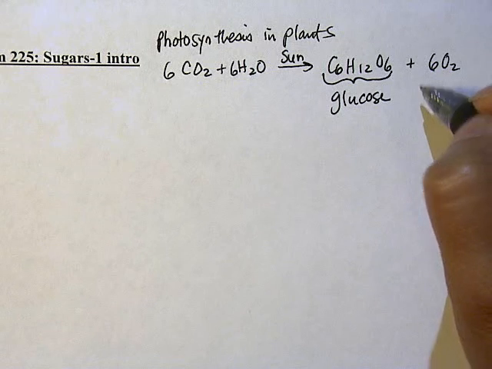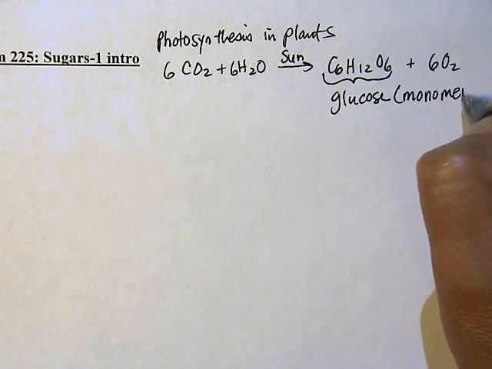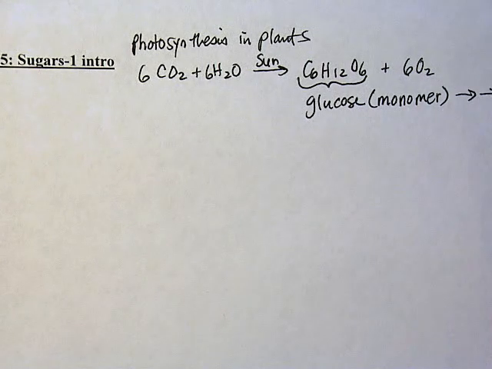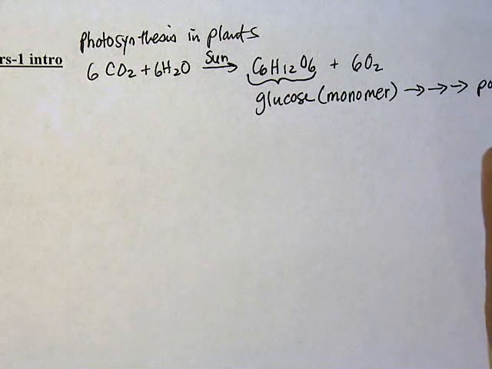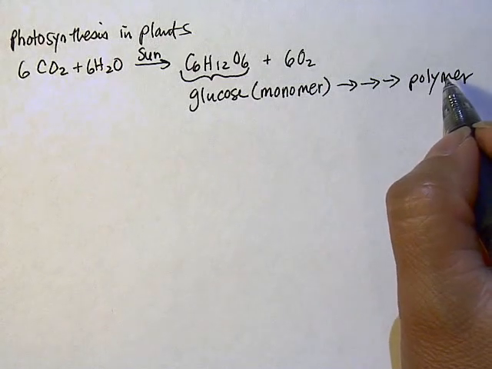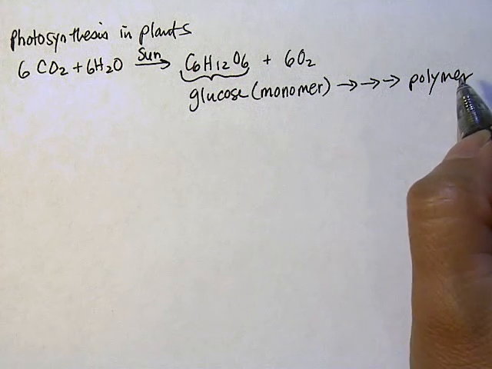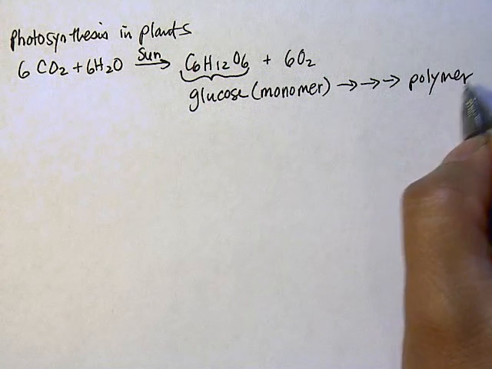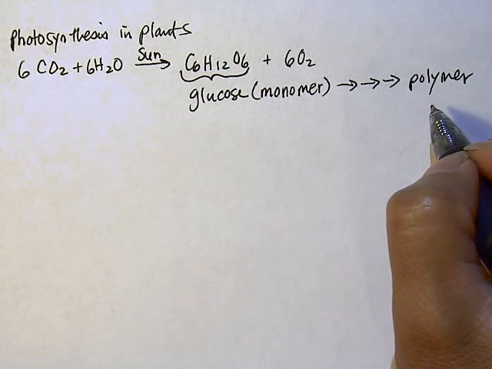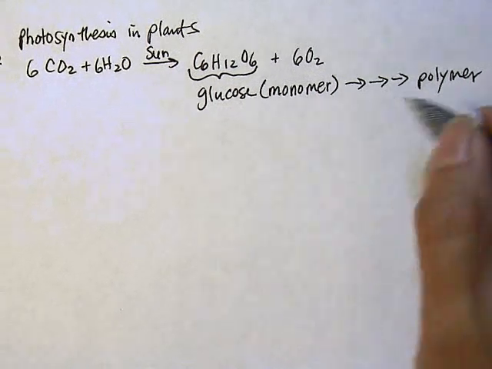And what the plant does is take this glucose, which would be a monomer, and polymerize it into a polymer, such as starch, cellulose, paper, etc. And that's what we use a lot of times in food, or in using paper, for example.